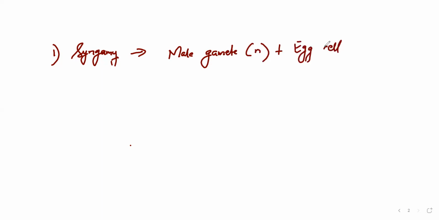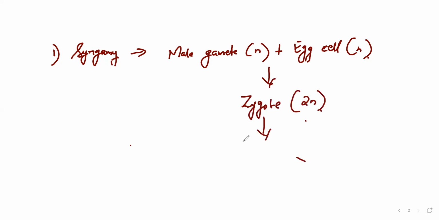Okay, I'll just write it down in the process. The first process, syngamy, where one of the male gametes is going to fuse with the egg cell to form the zygote, and it develops into the embryo. So you can write it like this: the male gamete, just consider it as N, plus the egg cell, consider it as N, right? So now this totally is going to give you a zygote, that is 2N. This will give you the embryo, and then the plant. So this is 2N. Okay, so this is the first step.